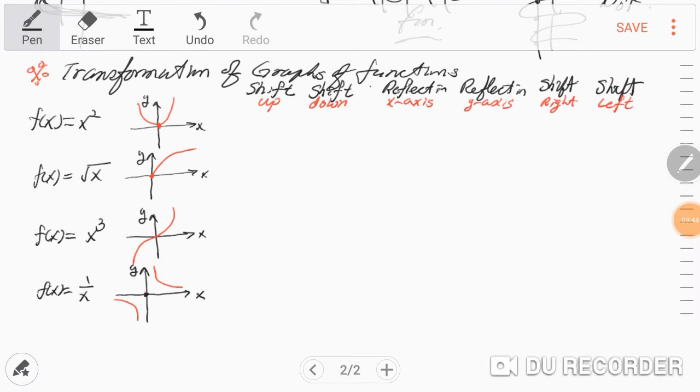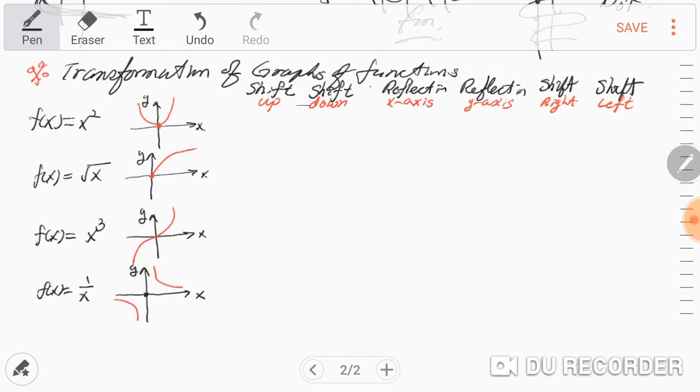This time let me explain transformation of a graph of a function. We can shift the graph upward or downward, or shift the graph to the right or to the left, or we can reflect the graph across the x-axis or across the y-axis. So there are six types of transformation in this case. And for each transformation, the function will change to a different function.